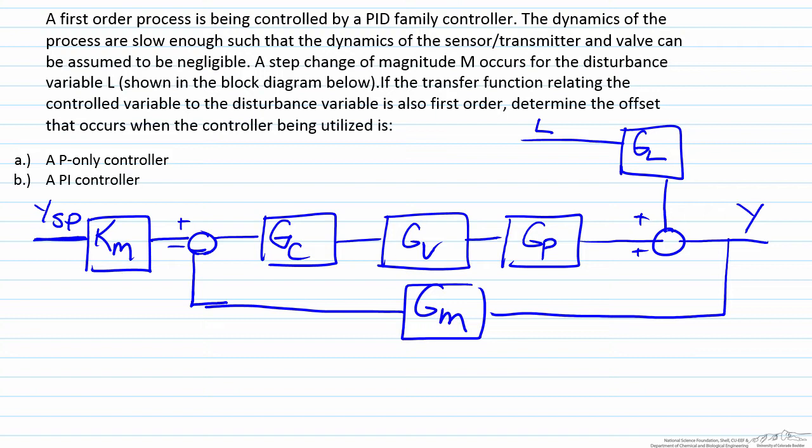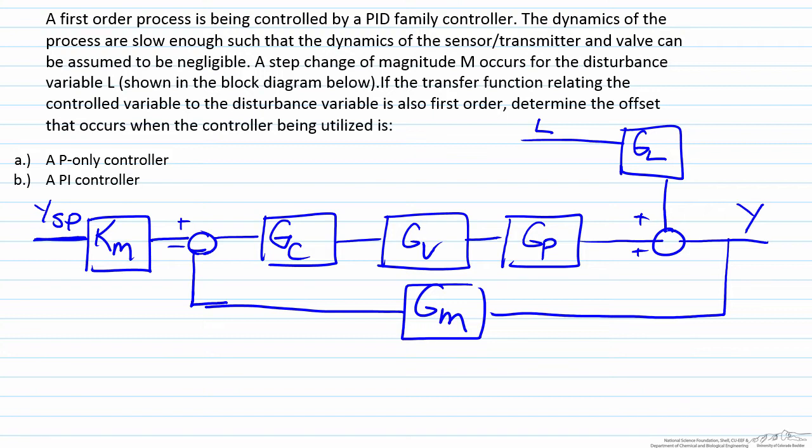Based on the dynamics of this process, it is slow enough to assume that the dynamics of the sensor transmitter and the valve are both negligible. What's happening in this situation is that we are seeing a change in a disturbance variable, the disturbance variable L, which is not being controlled by the process. In practicality, this can happen all the time for a whole host of reasons, where you have a variable that can affect your controlled variable but is incapable of being controlled, again, for a variety of reasons.